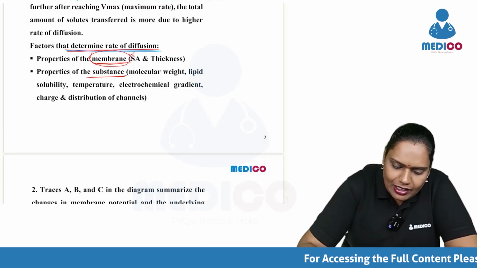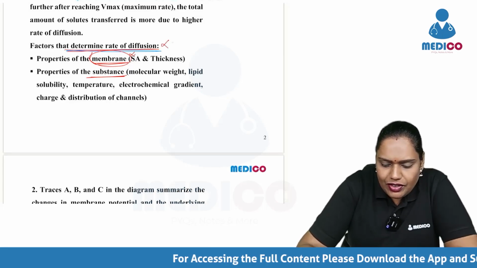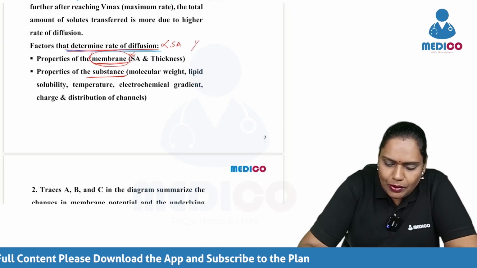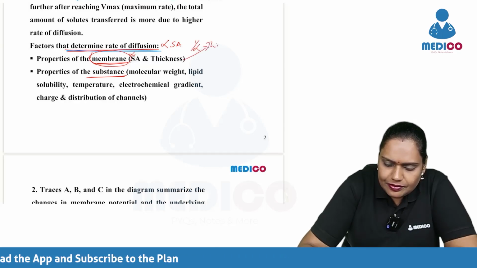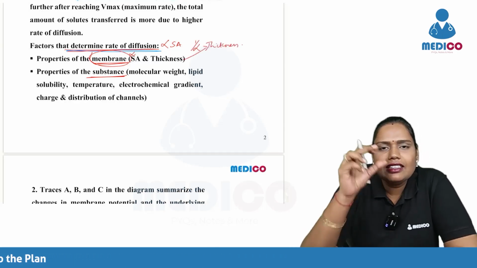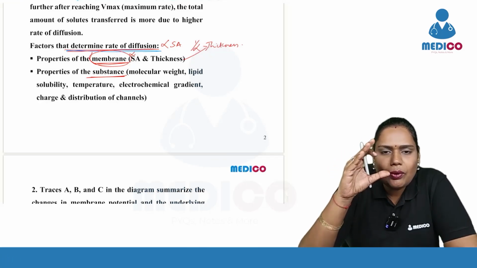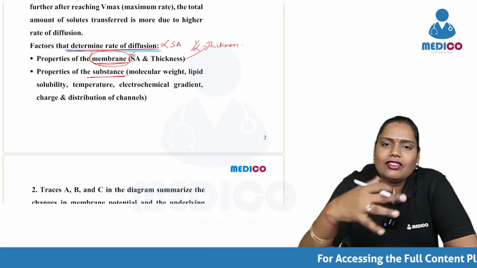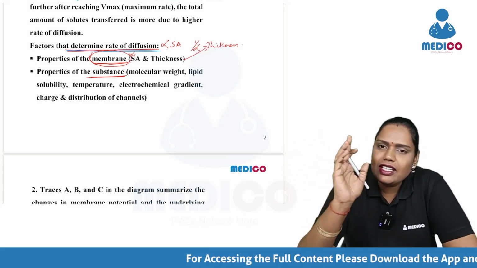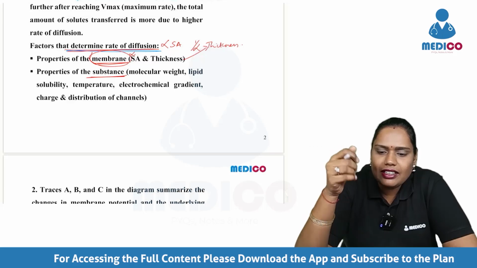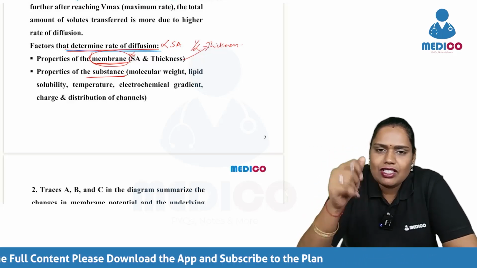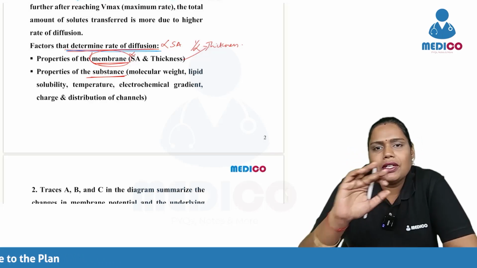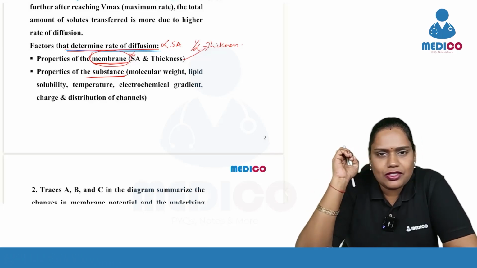The rate of diffusion is directly proportional to the surface area, and it is inversely proportional to the thickness. Greater the thickness of the membrane, slower is going to be the rate of diffusion. Greater the surface area, faster is going to be the diffusion. So surface area has a direct relationship, and thickness has an inversely proportional relationship with the rate of diffusion. Now that is pertaining to the membrane through which the substance needs to be transported.